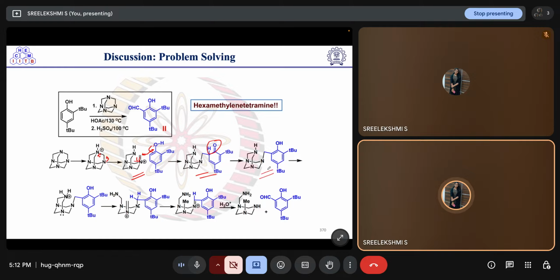Then again, what will happen? This NH is getting protonated to form this one, and then this particular nitrogen lone pair will fall over here, and this bond is breaking to form this particular intermediate. Then again, this nitrogen lone pair will fall over here, and this proton is taken by this carbon, and this will shift over here to form this particular intermediate, which upon hydrolysis will give the aldehyde, that is our desired compound, and this will be the byproduct.